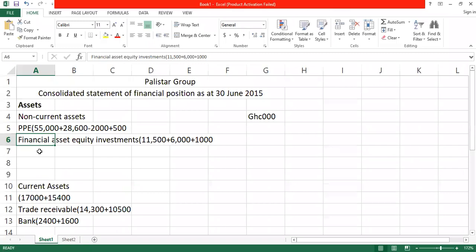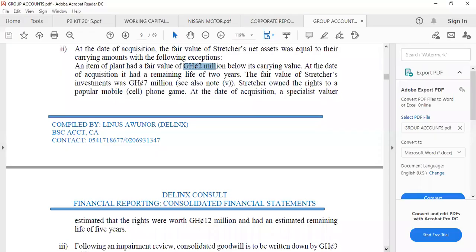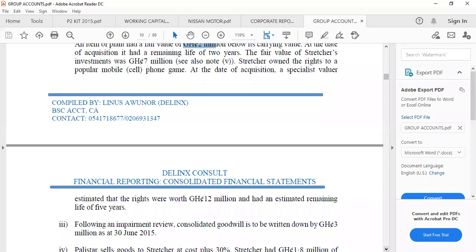Mobile phone. What is the initial value? 12,000, isn't it? But what did they say again? They said it had an estimated remaining life of 5 years. It means that at January, the value was 12 million. At June, would the value be 12 million again?